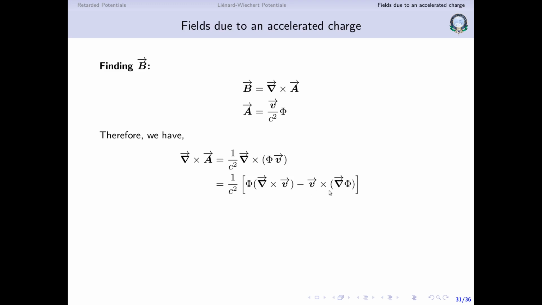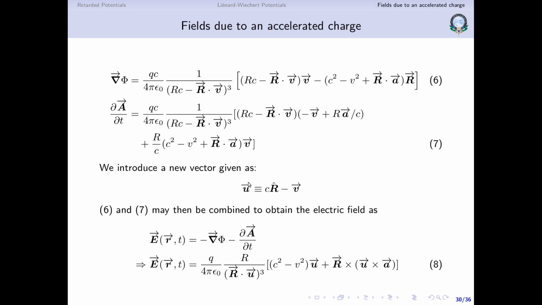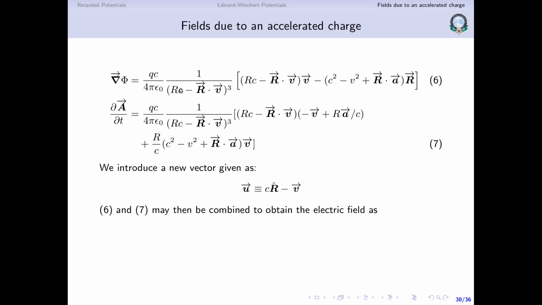So this is the product rule whenever you're trying to find out the curl of a product of a scalar function and a vector function. So this is what we have. Over here in this expression we have already found out what is this phi. Yeah, that was the Liénard-Wiechert potentials.